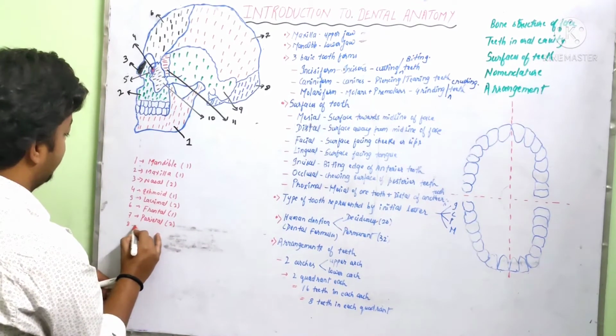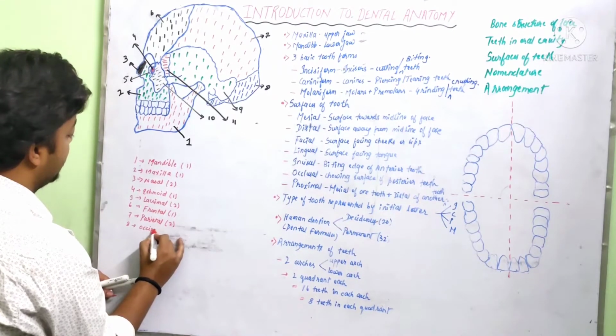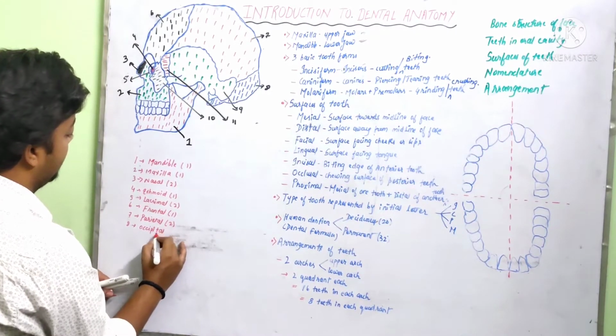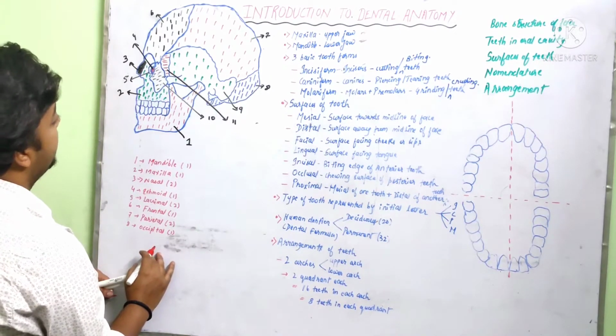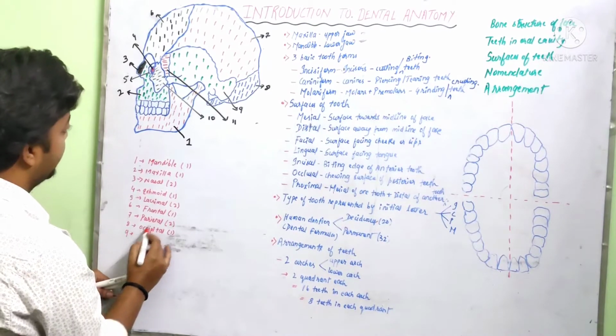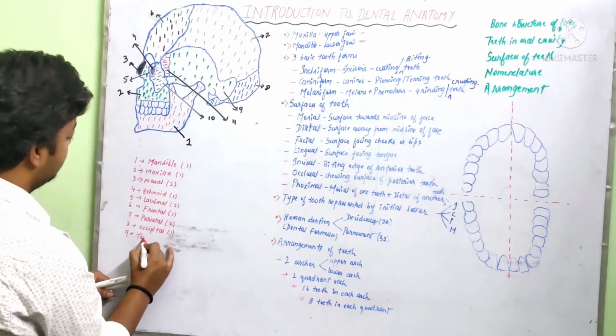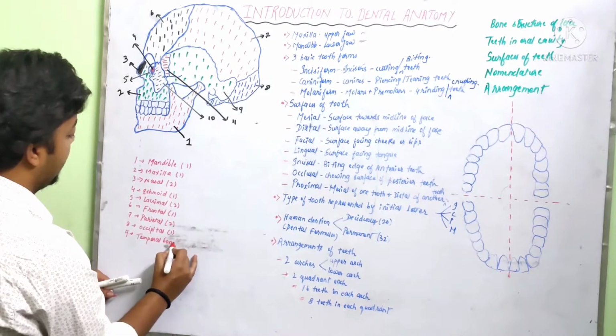In the 8 we have the occipital bone, which forms the posterior part of the head. So occipital also is 1 in number. And then what we have remaining here is 9. So guys, 9, as you know, is the temporal bone, and this forms the lateral wall of the skull.